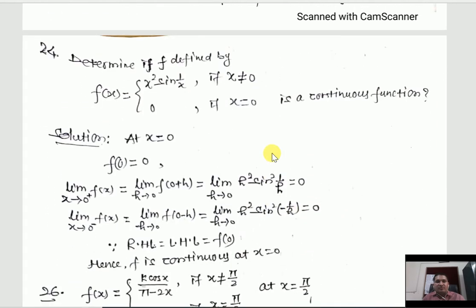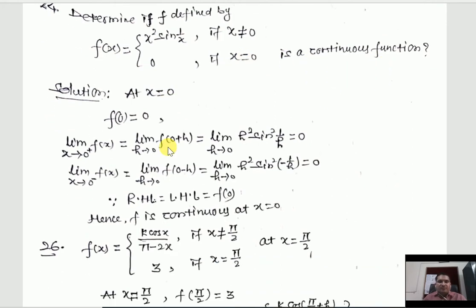Question number 24: determine if f defined by f of x is equal to x square sin 1 upon x if x is not equal to 0, and the value of the function is 0 if x is equal to 0, is a continuous function. At x is equal to 0, f of 0 will be equal to 0, right? The right hand limit is what? x tend to 0, f of x, limit h tend to 0, f of 0 plus h. So this is not equal to 0, so the left hand limit and right hand limit both will exist over here. Not equal to 0 means less than or greater than.